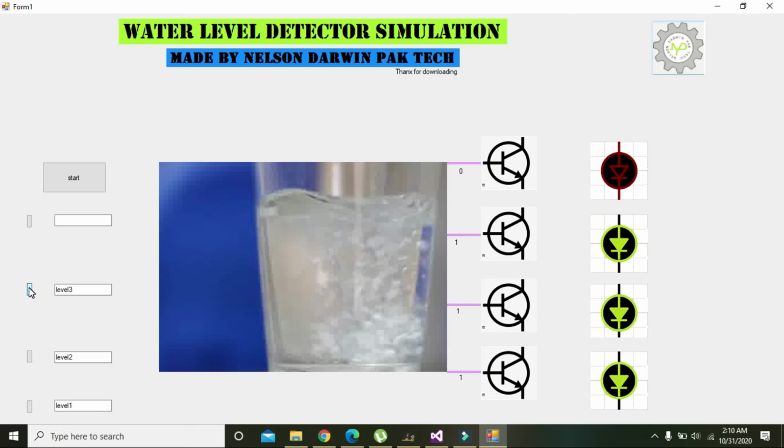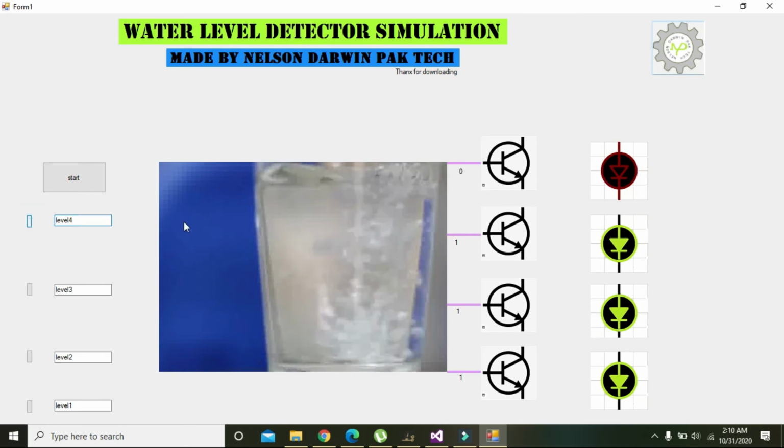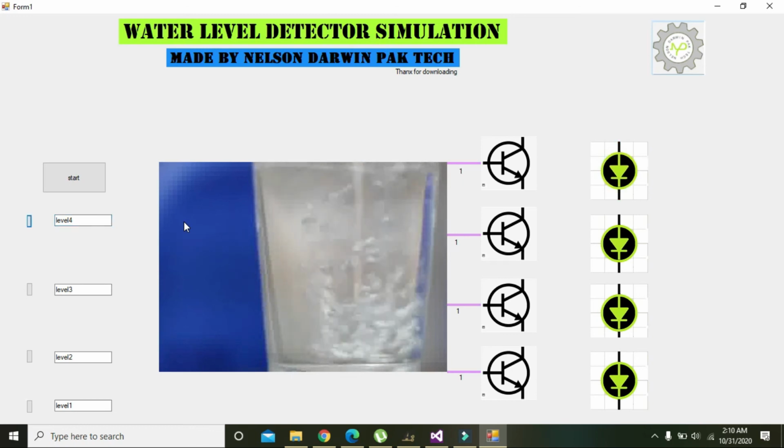and our third LED is glowing. Now we will come towards the final level, that is level 4, and now we will press its button. Now we can see that the water level touches the fourth transistor, and now all of our 4 transistors are on.